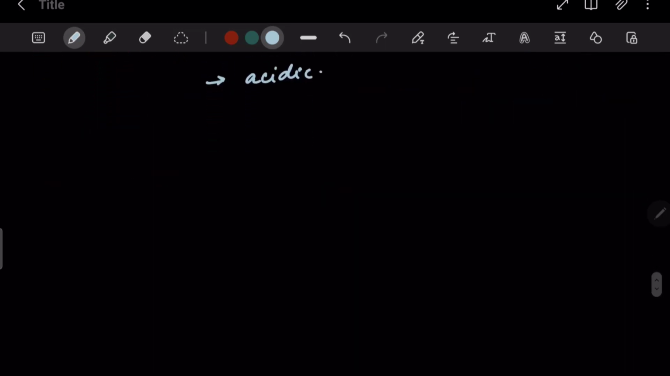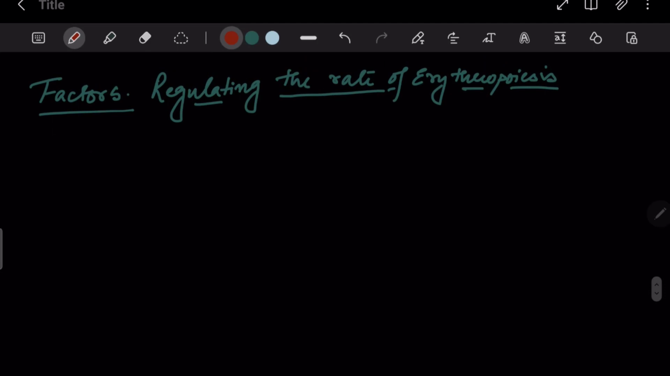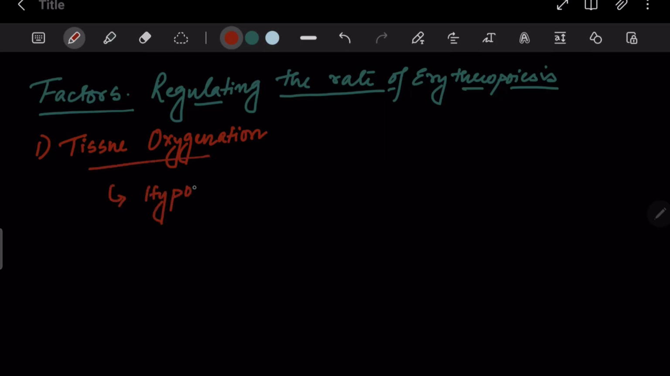Now, having talked about the salient features of the different stages of erythrocytes, let us talk about the factors determining the rate of erythropoiesis. The very first and most important factor of all is tissue oxygenation, or we may phrase it as hypoxia. A hypoxic condition regulates the rate of erythropoiesis greatly. This is the most important regulator of RBC production.